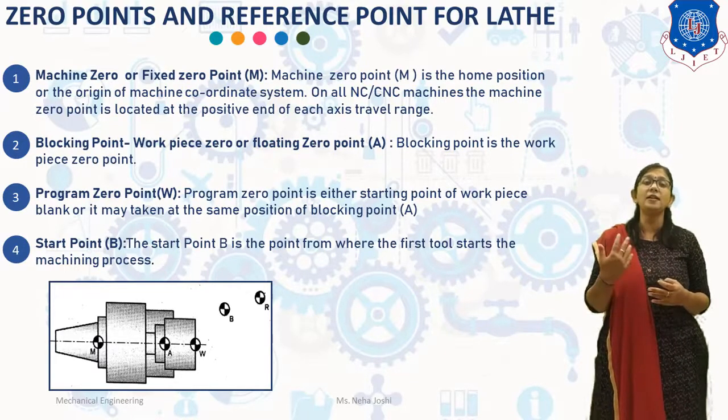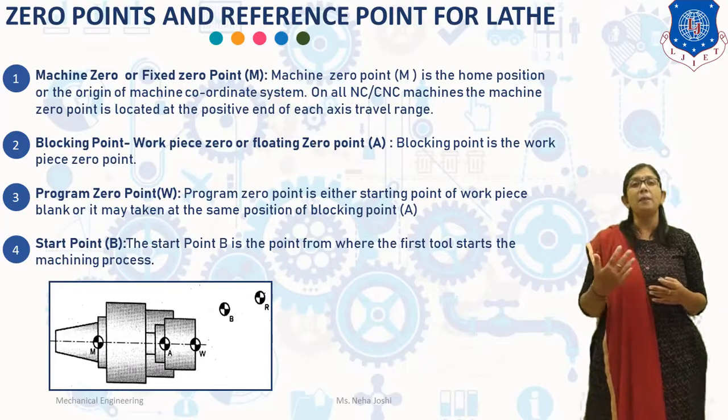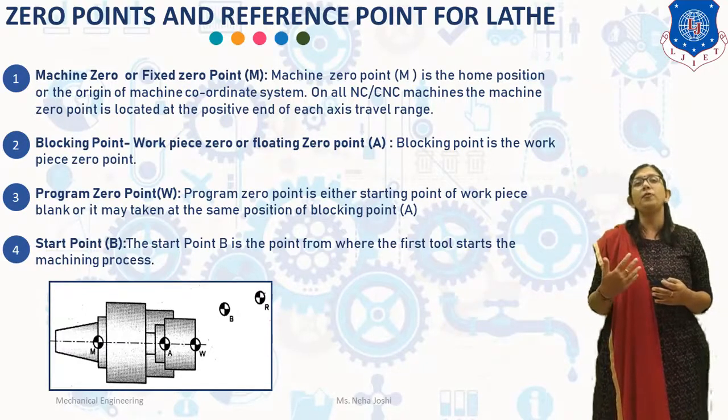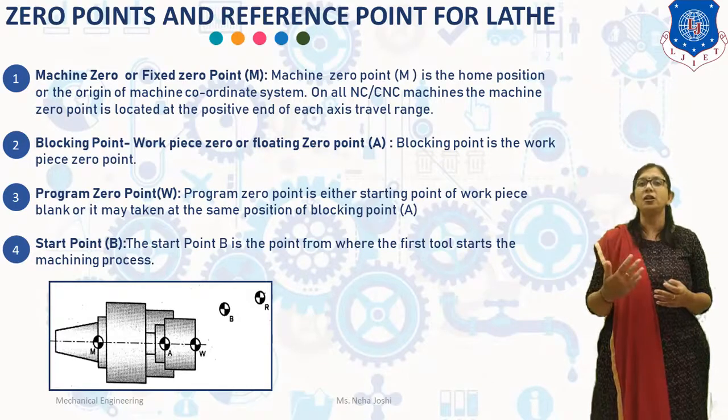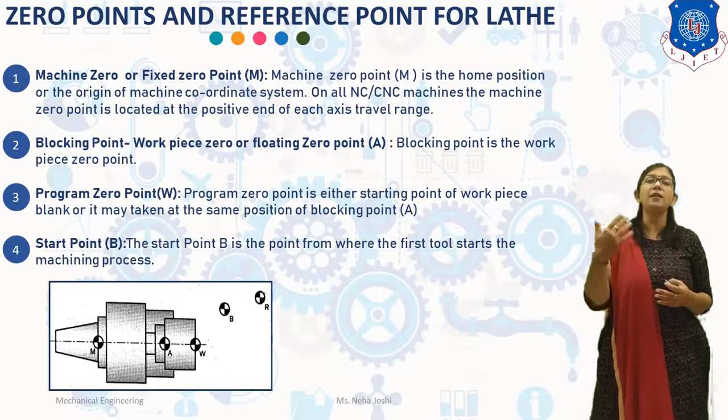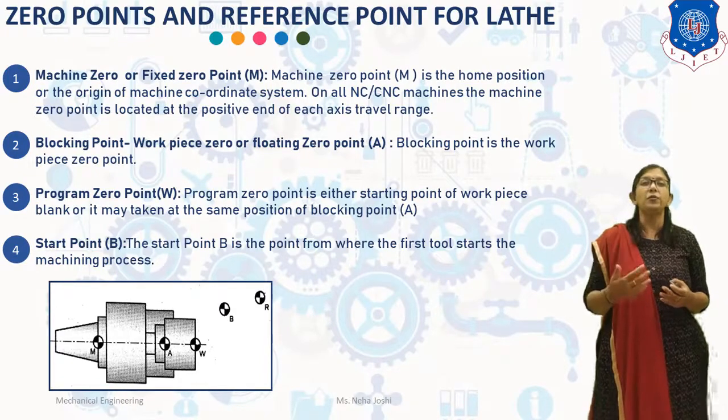The next point is the start point, which is designated by P. The start point is the point from where the first tool starts the machining process. So these are the various program zero points and reference points which are used in turning.